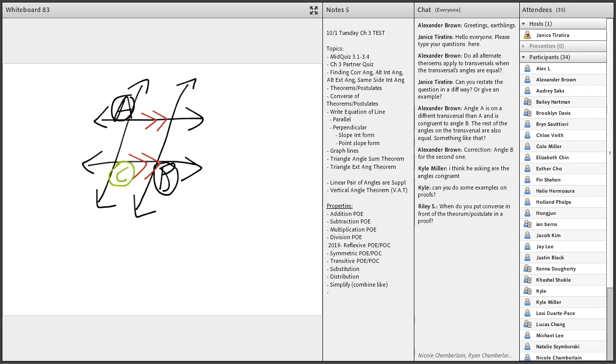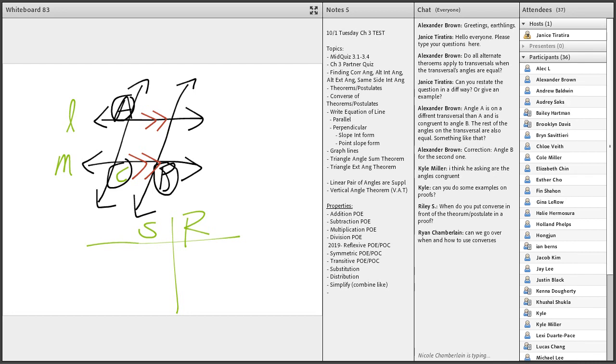So I'll write it all down. Let's do line L and line M. So if this was a proof, it's not technically a great proof because we don't have anything given, but I'm just answering one question from earlier from Alexander. Yeah, I could definitely do that too, Ryan. So let's say line L and line M are parallel by just given because it's in the picture.